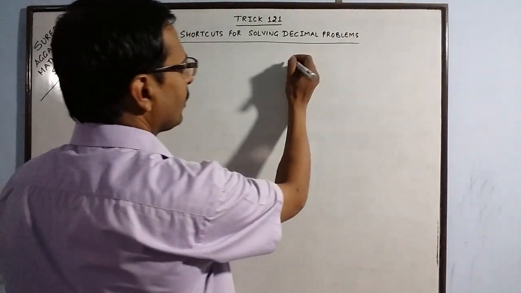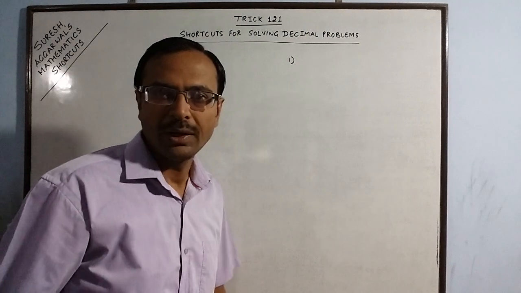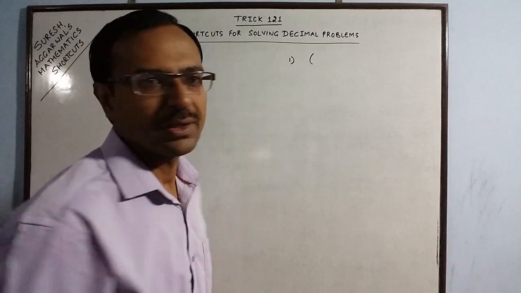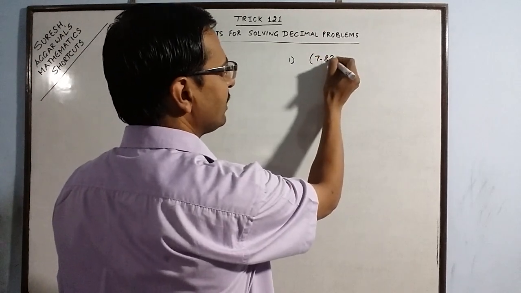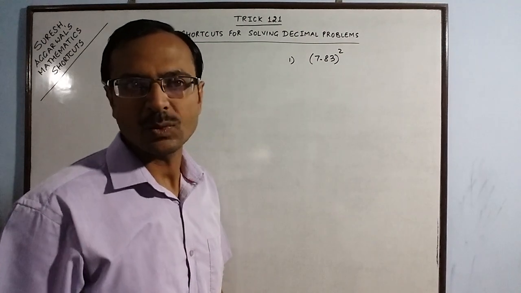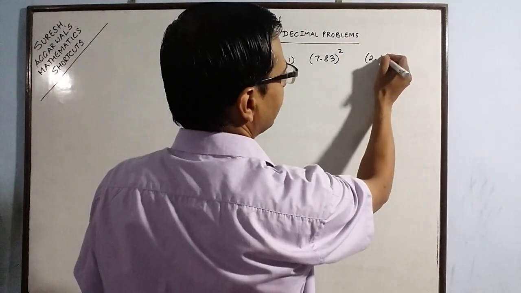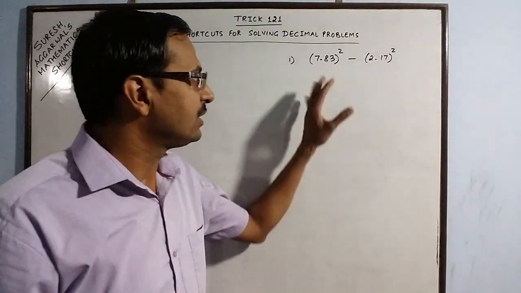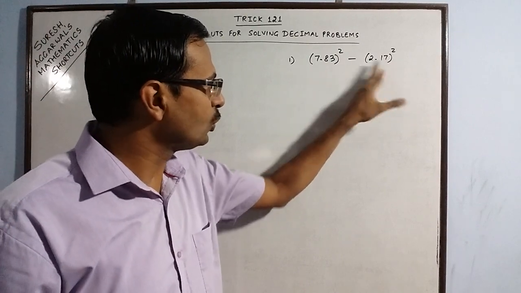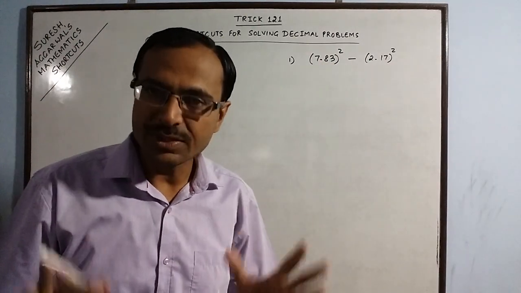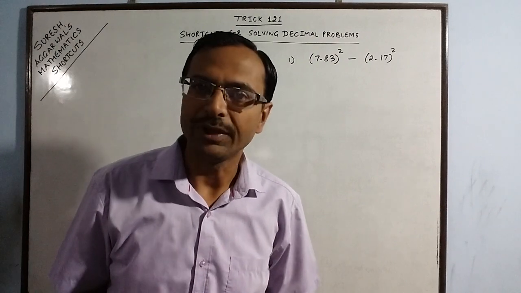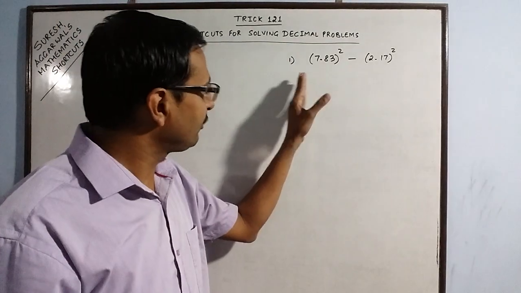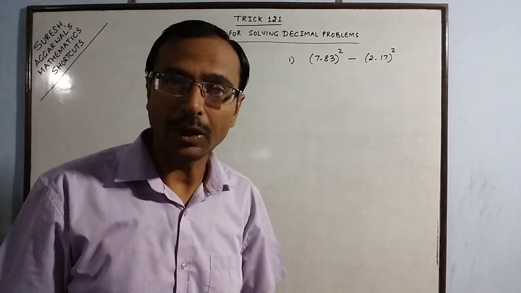The first kind of problem which I am going to take is based on identities. Say we have a particular problem in which the squares of two decimal numbers, say 7.83 square and 2.17 square, are subtracted. Normally in competitive exams, these kinds of questions involve two decimal numbers whose sum or difference is a round figure. That is purposely given because if you know the shortcut, you will be able to solve that orally also.